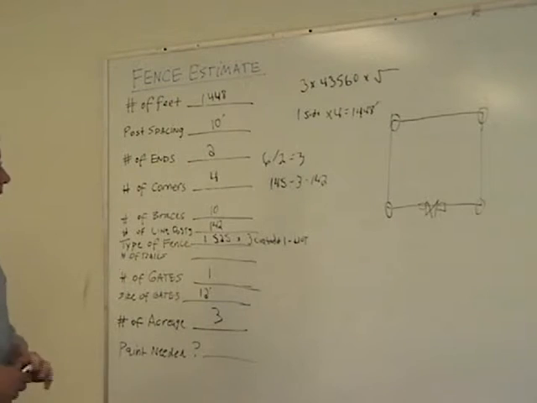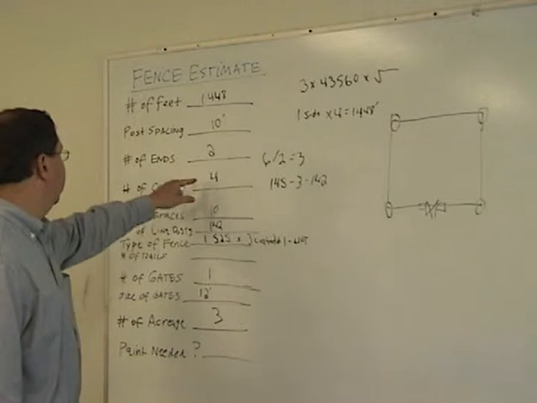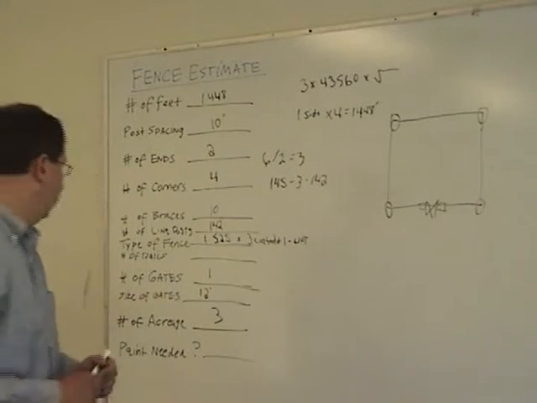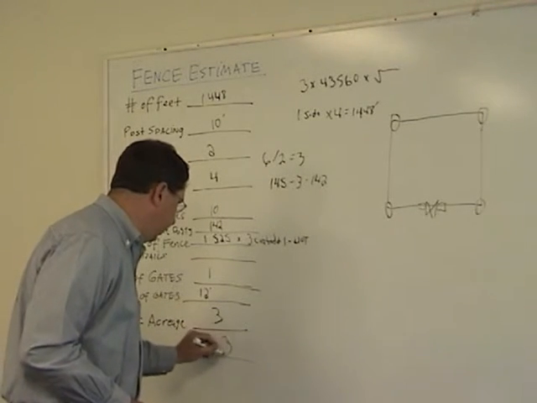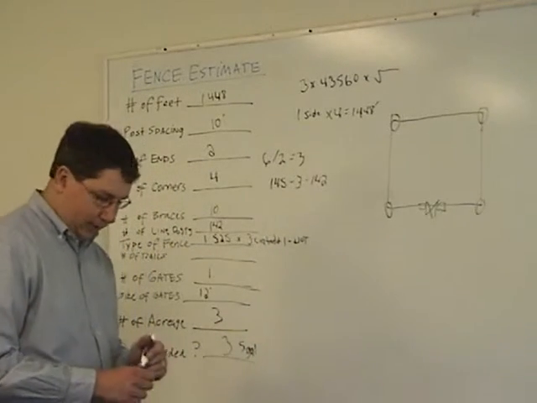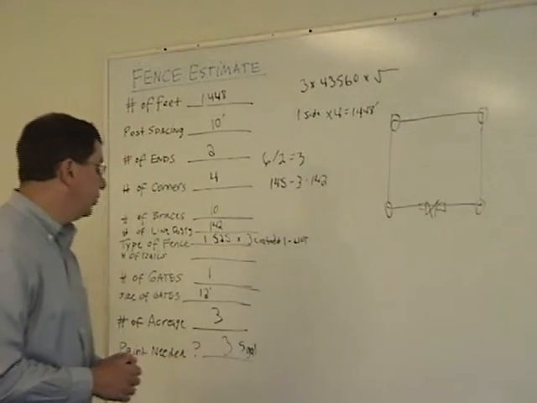Paint, we need to figure paint because I want to paint my posts. So I have a total of 142 plus 6 is 148. So if I take 148 divided by 60 is 3 buckets of paint. So I know that I'm going to need 3 5-gallon buckets. Each 5-gallon bucket covers 60 posts.